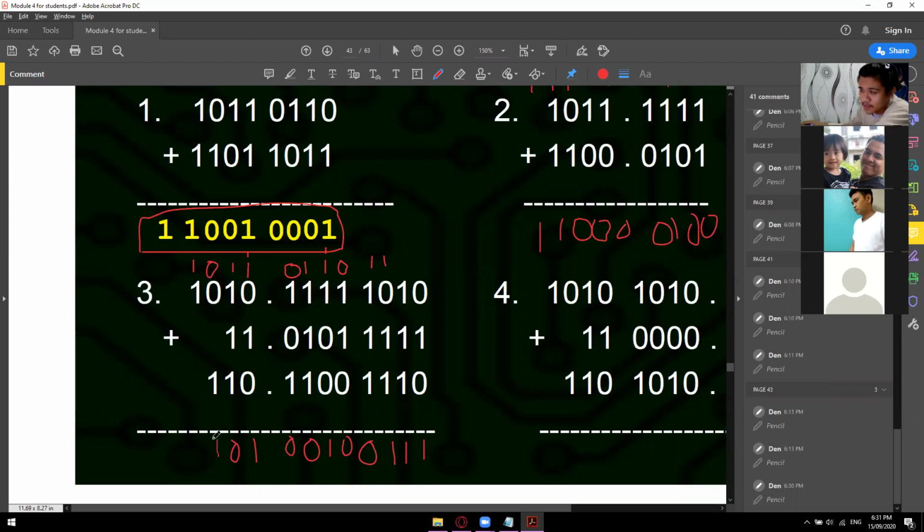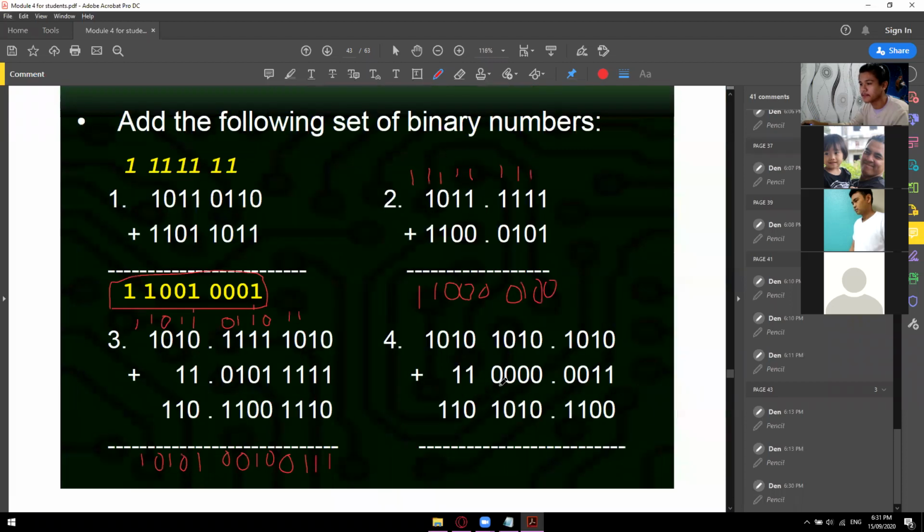0 plus 1 is 1. One. And then 1 is 10. 10. 1, bring down 0. Then bring down the remainder. So here we have an answer of 10101 0010011. Okay.